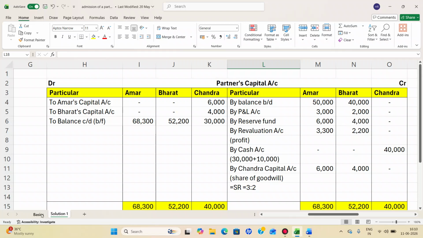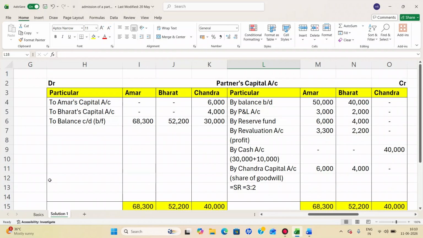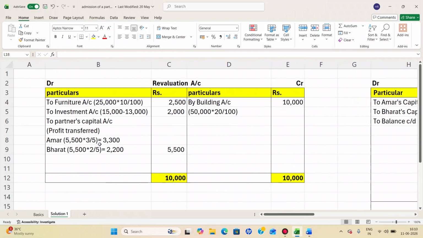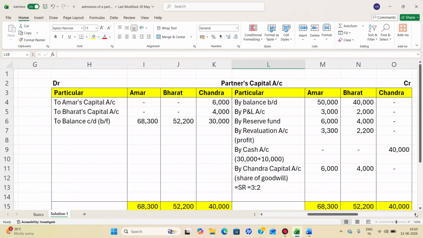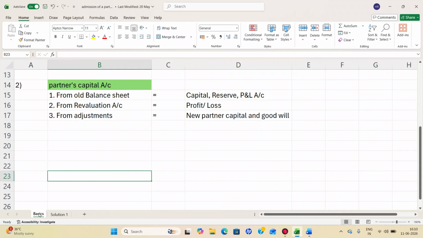Next, after that, I have mentioned here from revaluation account, if there is any profit or loss, we have to write in this. Right. Here there is a profit, right? By revaluation account, profit 3,300 and 2,200. How it is? Here I will show you: 3,300 and 2,200. Right.